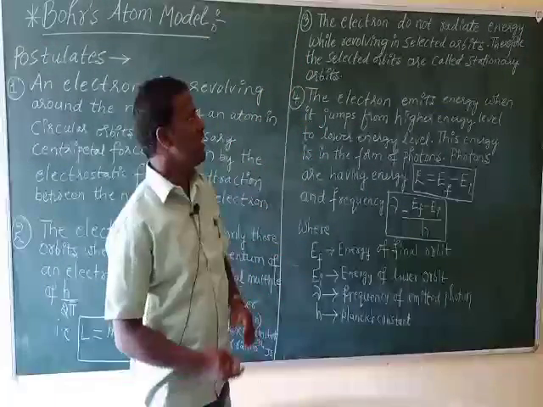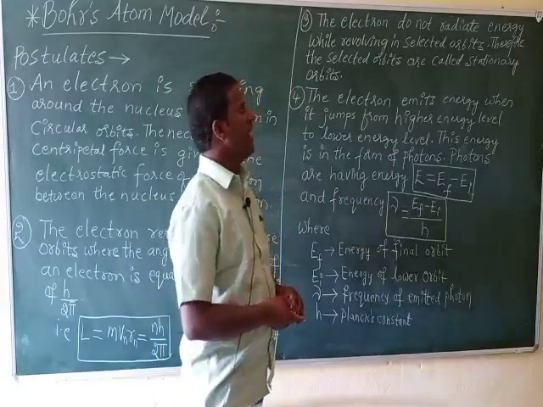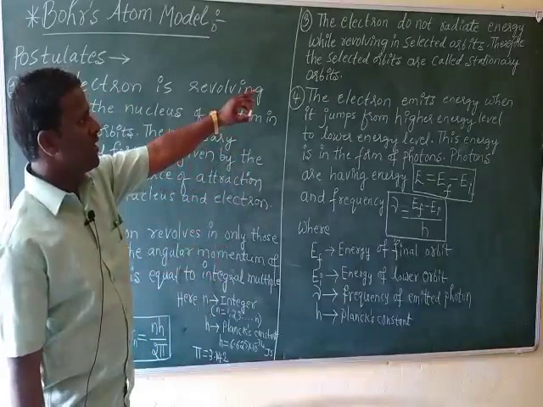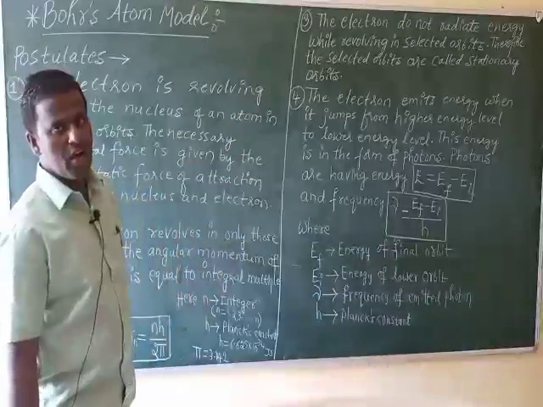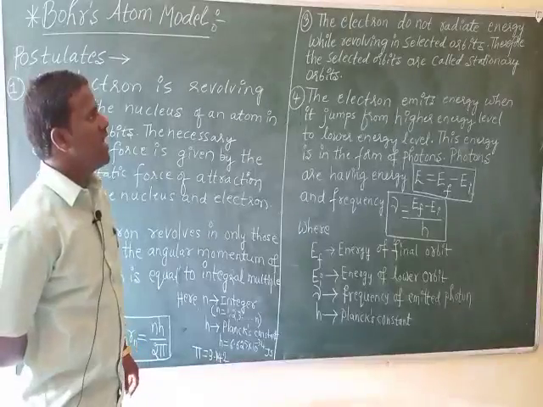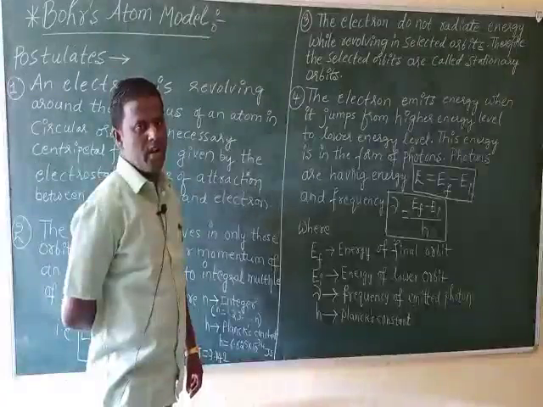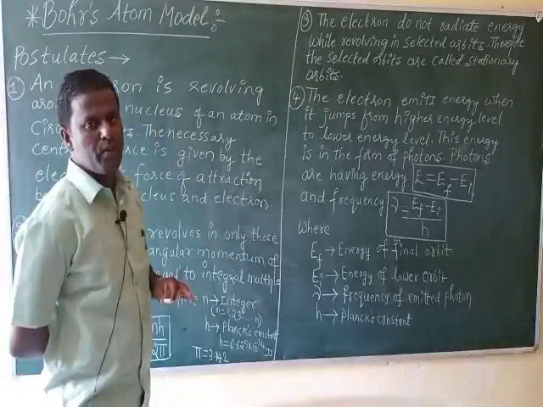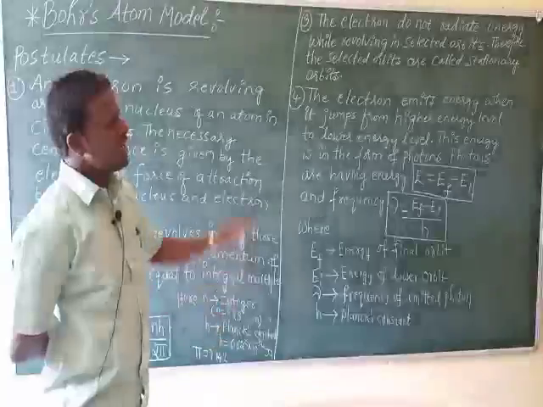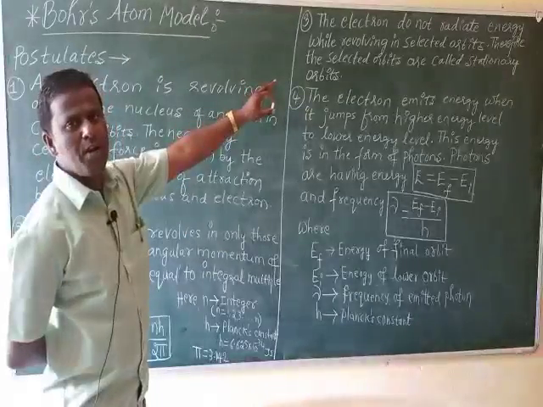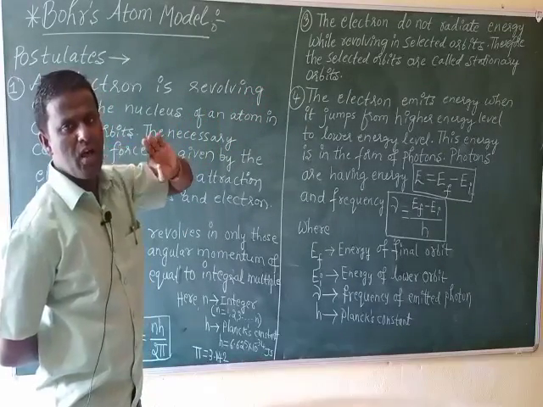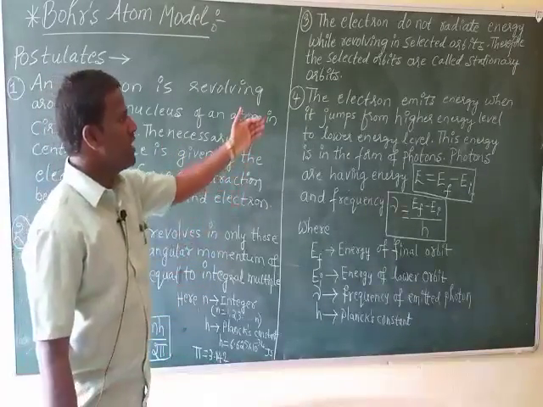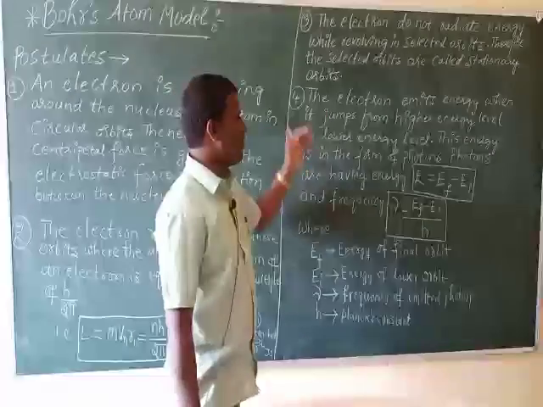So third postulate: the electron does not radiate energy while revolving in selected orbits. Therefore, the selected orbits are called stationary orbits. Right? Stationary orbits means fixed orbits, orbits without movement. Why are they called so? Because the electron does not emit any energy while revolving in them. So they are called stationary orbits.